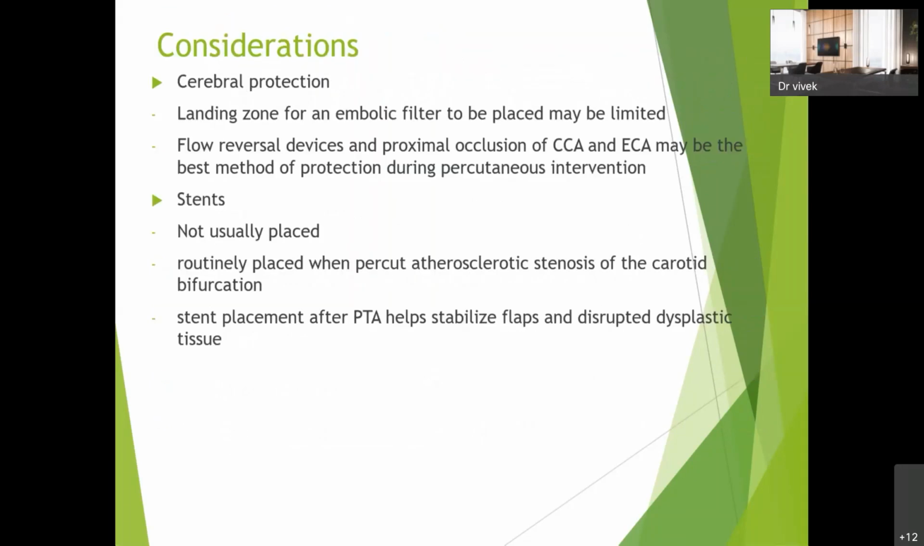So, considerations during treatment should include the landing zone, which is used during the endovascular treatment for flow reverser devices, and proximal occlusion of the CCA and ECA may be the best method of protection during percutaneous intervention. Stents are not usually placed routinely, unless atherosclerotic stenosis of the carotid bifurcation is also noted. Stent placement after PTA helps stabilize the flaps and disrupted dysplastic tissue.